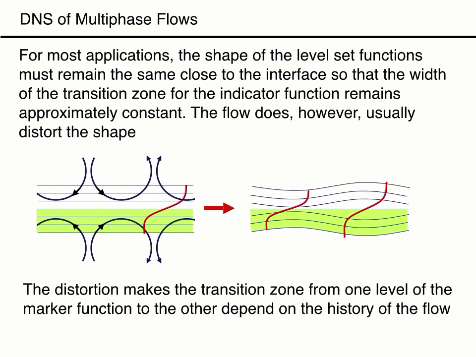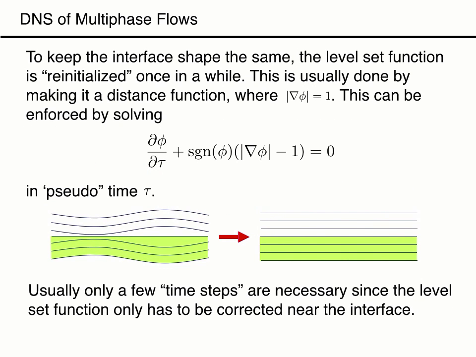Unfortunately, the level set function is generally distorted significantly by non-uniform flows around the interface. If the interface is being stretched, for example, the gradient of the level set function increases, and if it is compressed, the gradient decreases, making the level set function flatter. In the example here, where we have stagnation point flow on the left, the level set function is compressed, making the transition in the marker function steeper, and on the right, where the flow is reversed, the transition shown becomes thicker.